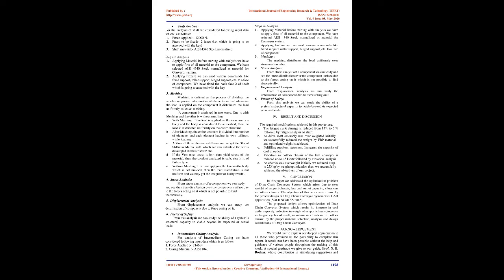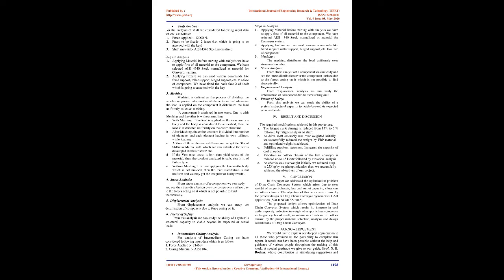Meshing is defined as the process of dividing the whole component into a number of elements so that whenever the load is applied on the component, it distributes the load uniformly. This is called meshing. A component is analyzed in two ways: one is with meshing and the other is without meshing.